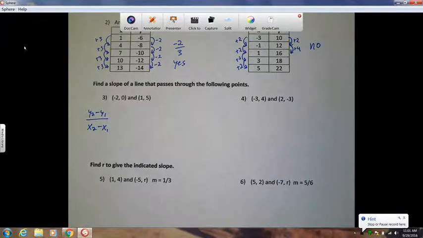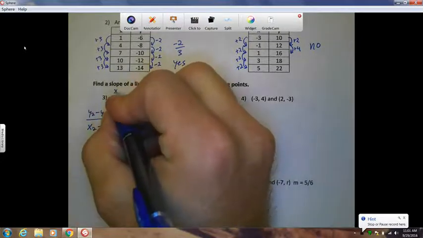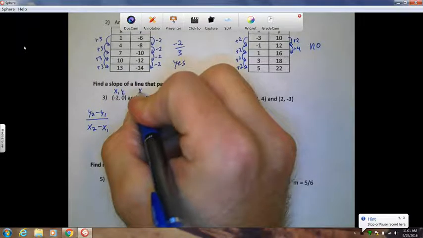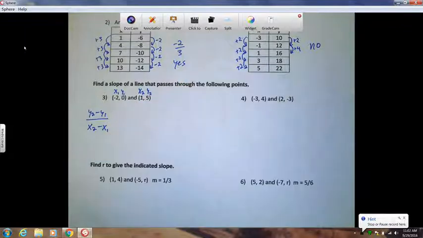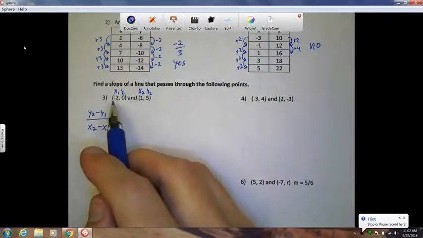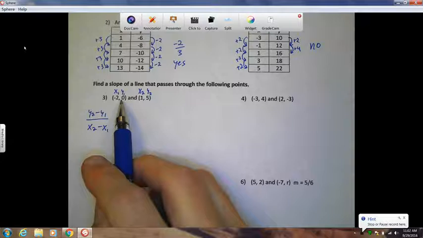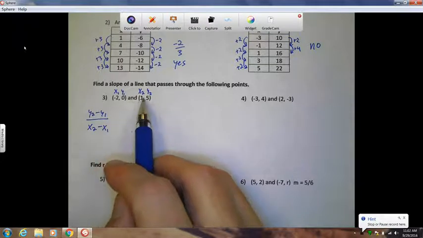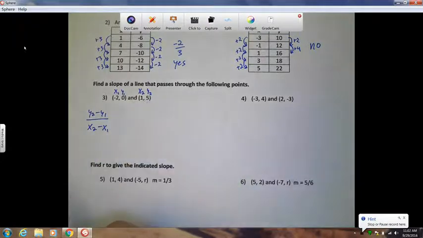There's my formula. You can get that at the top of your notes. You need to have that memorized. The next thing you need to do is you can label these so that way you know. I label those x1 because that's the first x variable. Here's the first y, second x, and second y. So I'm just labeling my ordered pairs.